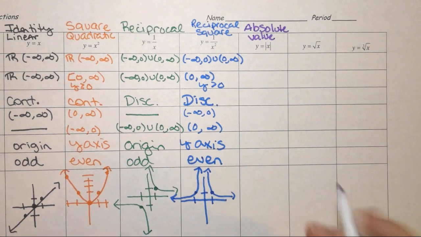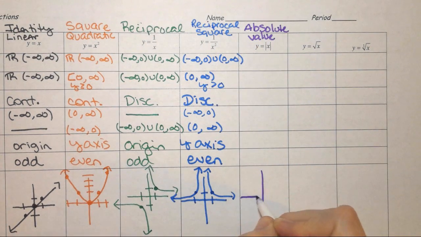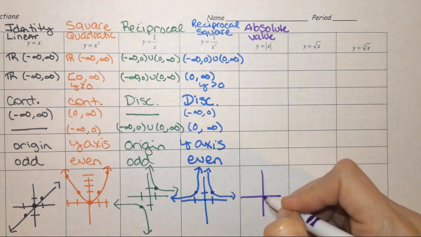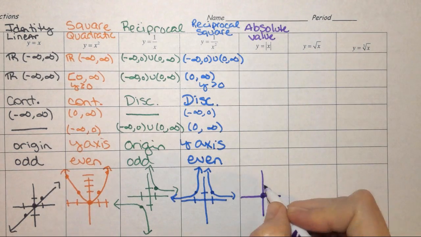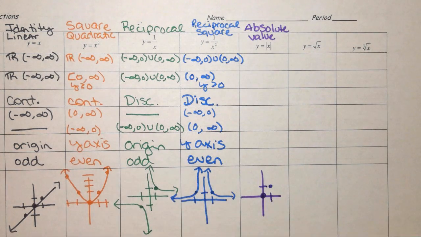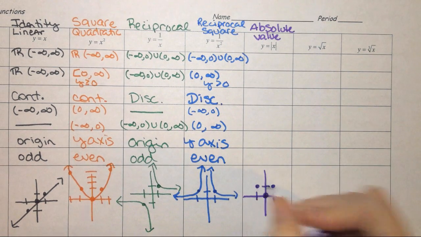Let's go to our graph. Remember, absolute value means your distance from 0. So if I plug in 0, the absolute value of 0 is 0. If I plug in 1, the absolute value of 1 is 1. If I plug in -1, the absolute value of -1 is still 1.